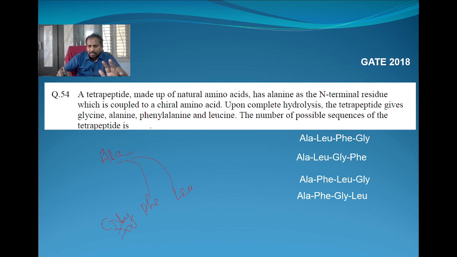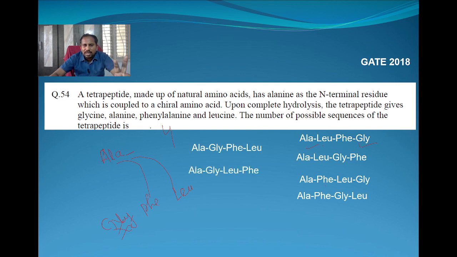Here you can see glycine is not attached to alanine because of the given condition: the N-terminal alanine can join only to a chiral amino acid. Leucine is chiral and phenylalanine is chiral. So we get four possible sequences. If alanine were attached to glycine, another two would be possible, but glycine is not chiral.